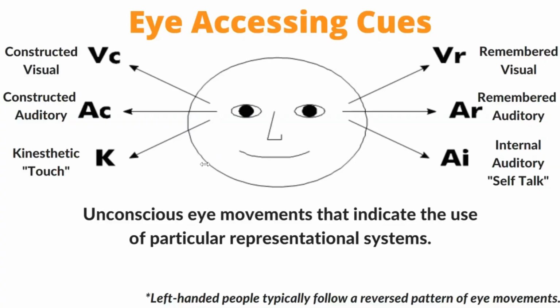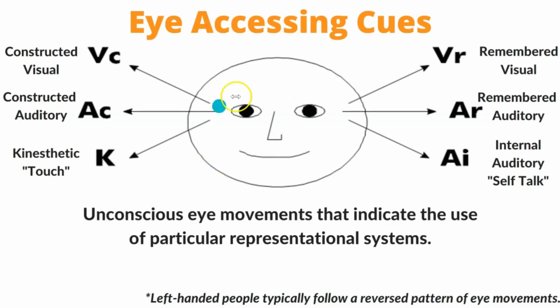NLP eye patterns tell us which representation system a person is using at any given moment. They were discovered by Richard Bandler and John Grinder, the co-founders of NLP, after studying thousands of different people from different backgrounds and cultures. You can use your own eye movement to access different representational systems and enhance your creativity, memory, and learning.